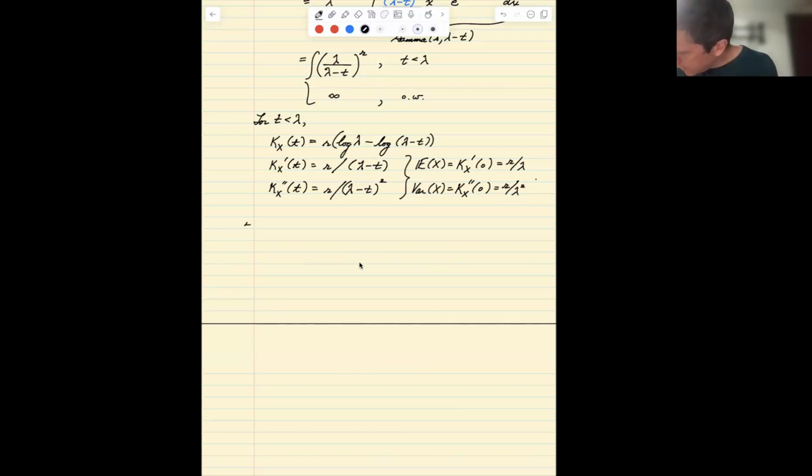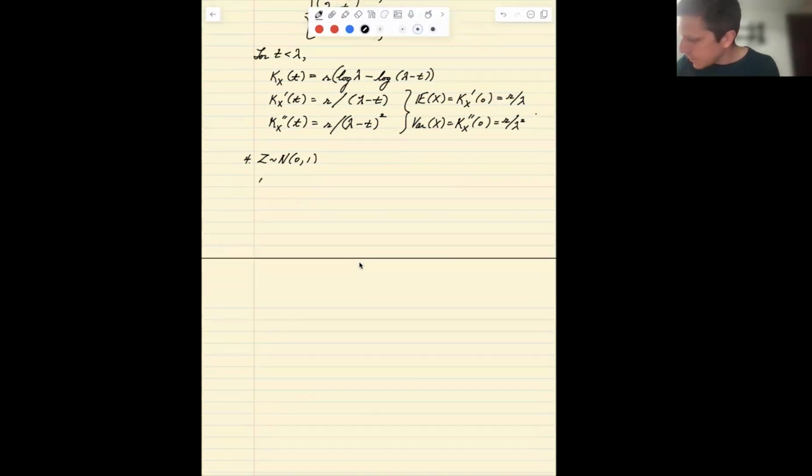And then finally, for our examples, let's let z be standard normal. Then in this case, the moment generating function, expectation e to the tz, times the density e to the minus z squared over 2 dz.